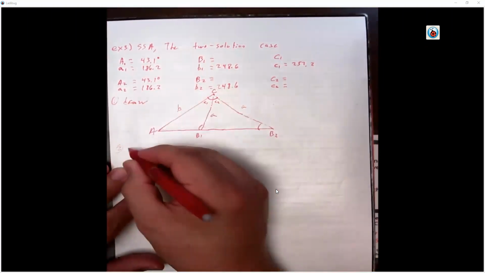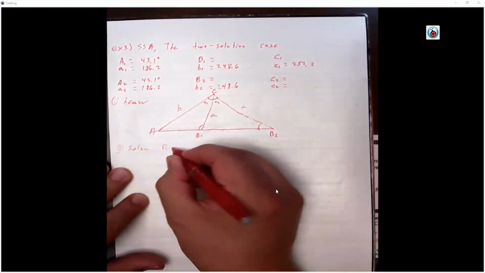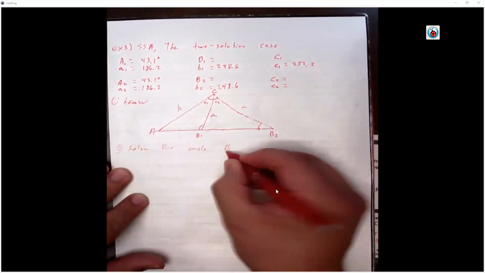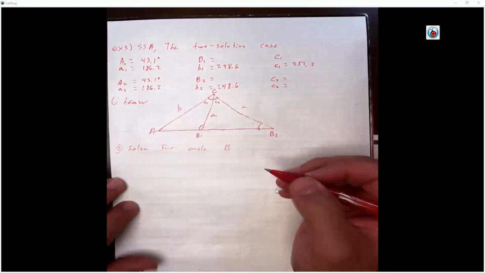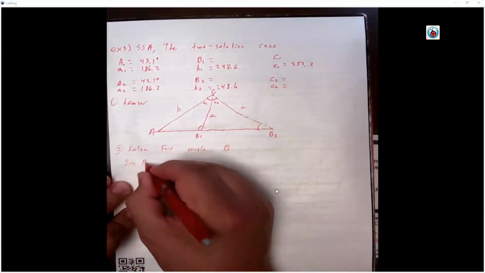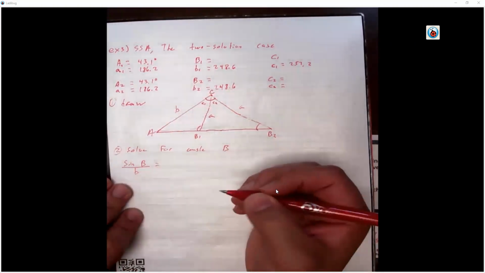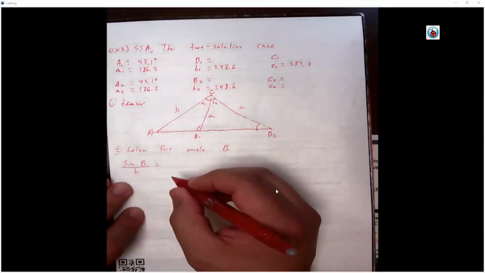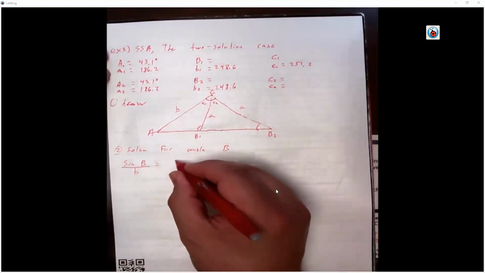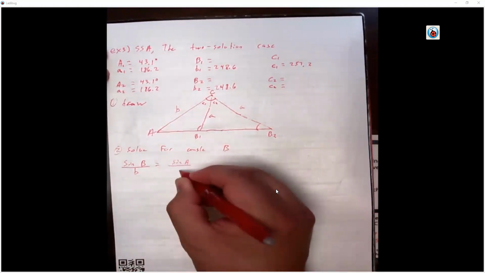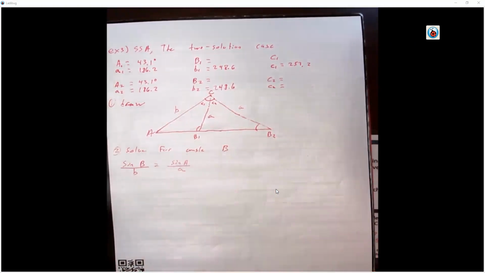Step two. Solve for angle B. And once we find B, we'll find B2. So sine B over little b is equal to, I'm going to use the one they gave us. It looks like A is good again. You can choose whatever you want, just make sure you have only one unknown when you start solving. If you have two unknowns, then you picked the wrong thing, right?